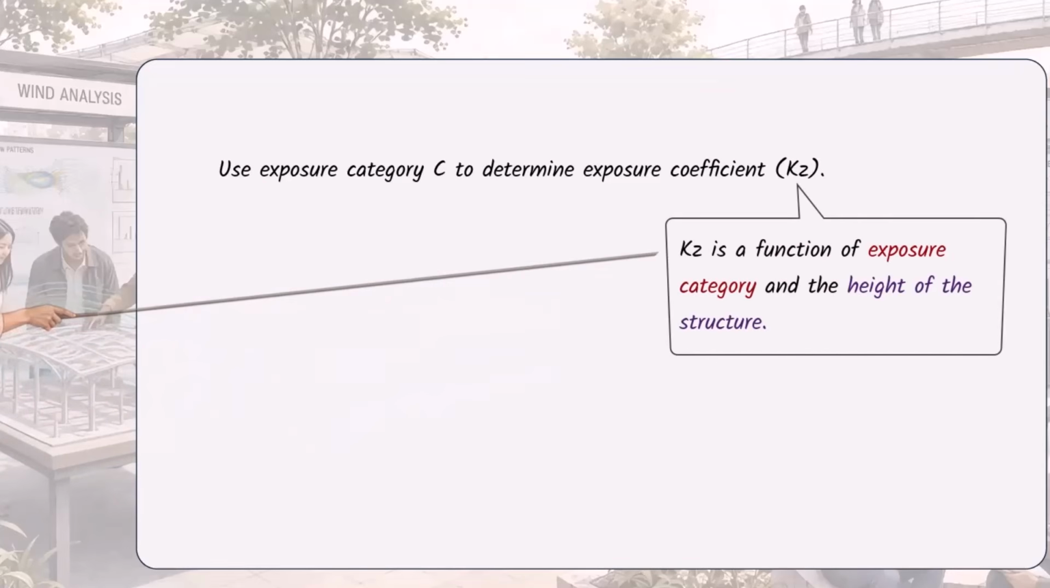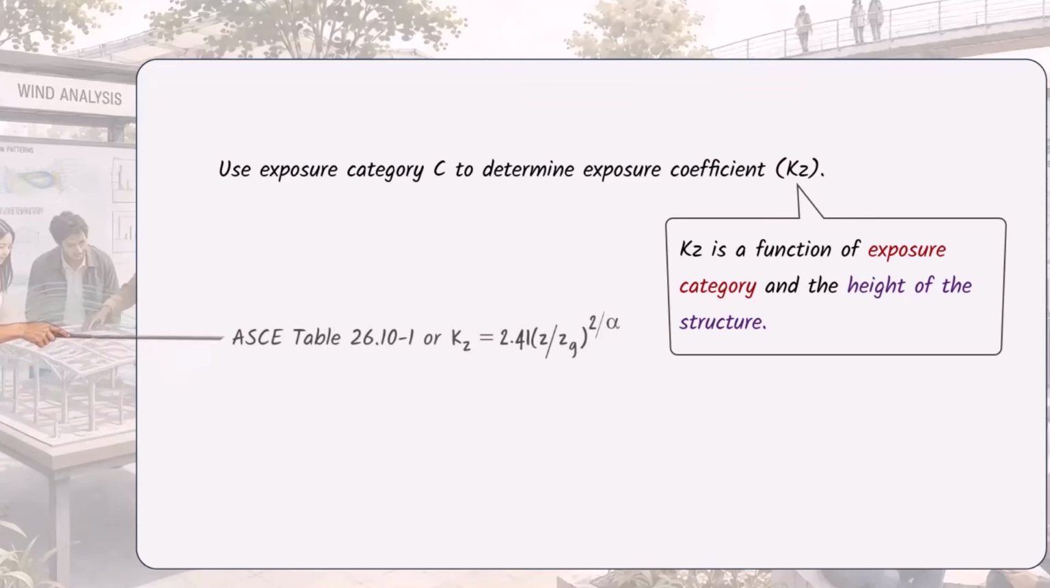Now that we have established the exposure category, we can use it to determine the velocity pressure exposure coefficient, Kz. The value of Kz depends on both the exposure category and the height at which the wind pressure is being calculated. ASCE 7 provides two ways to determine Kz. We can either refer to Table 26.10-1, which gives Kz values for different heights and exposure categories, or we can calculate it using the equation provided in the manual.